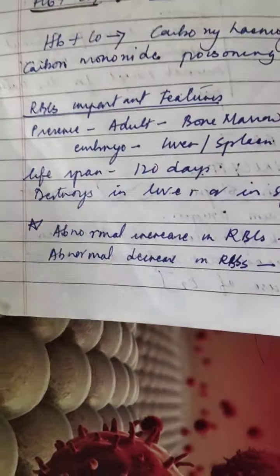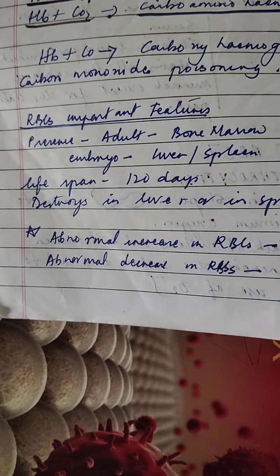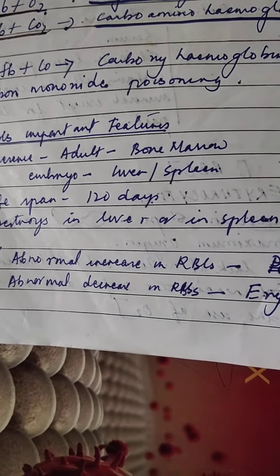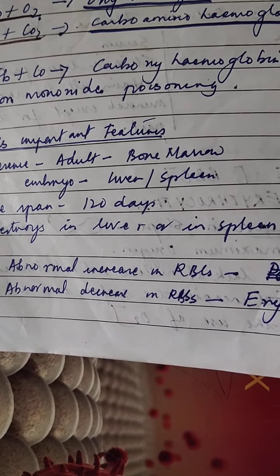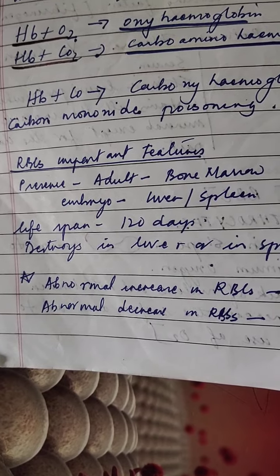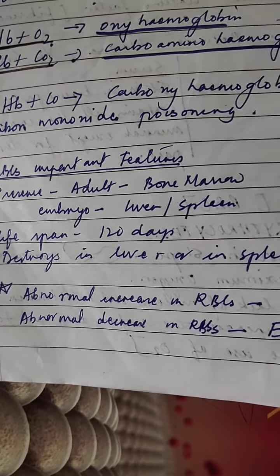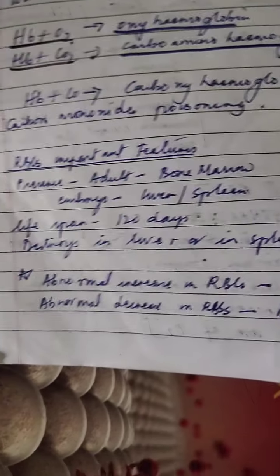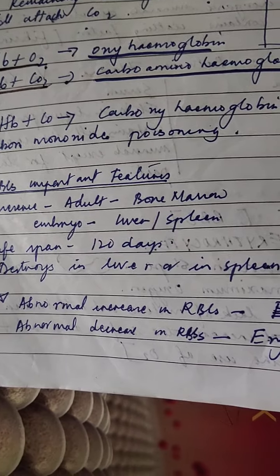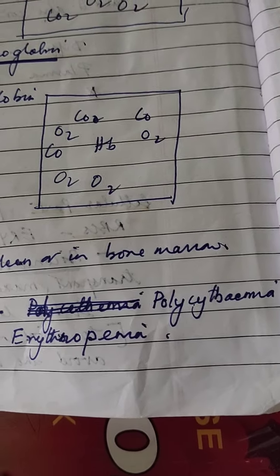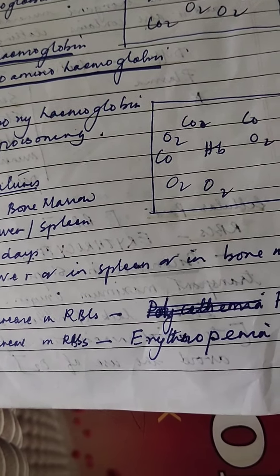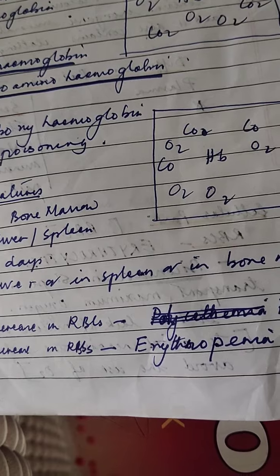Few important points of RBC. Where is it present? It is present in bone marrow, and in the embryo, it is present in liver or spleen. The lifespan is 120 days. And where does it get destroyed? It gets destroyed in liver or spleen or bone marrow. Very important, this counts as one marker in ICC. Abnormal increase in RBC is known as polycythemia. Abnormal decrease in RBC is known as erythropenia. Right? So in the next class we will do WBCs.